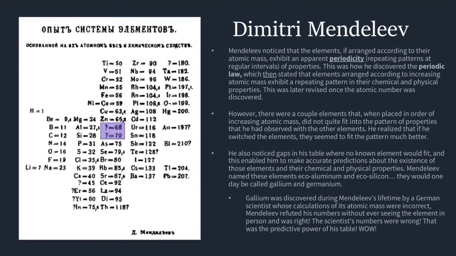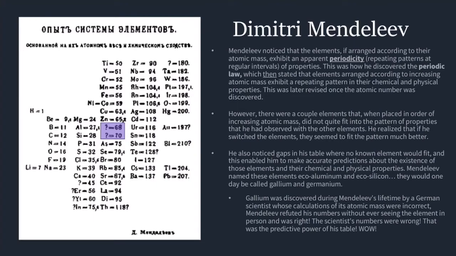And so Mendeleev noticed that if he arranged the elements according to their atomic masses, they exhibit this apparent periodicity, or these repeating patterns of their properties. And this is how he discovered what's called the periodic law. And in Mendeleev's time, this law stated that when elements are arranged according to their increasing atomic mass, they exhibit a repeating pattern in their chemical and physical properties. And so this is where the name the periodic table comes from, because of the periodic law.